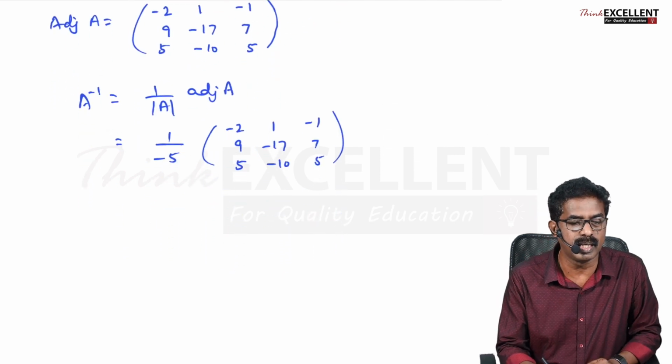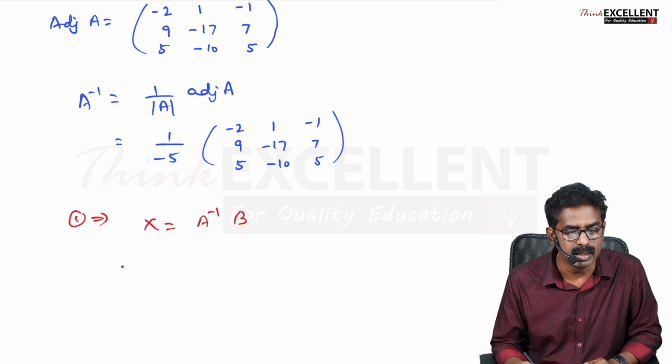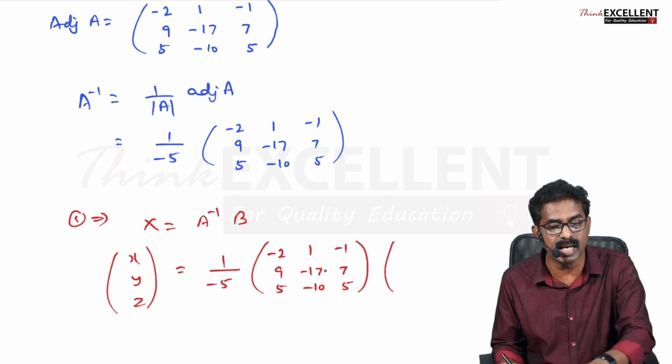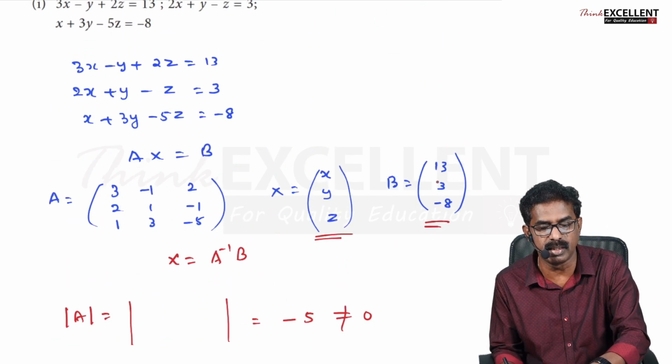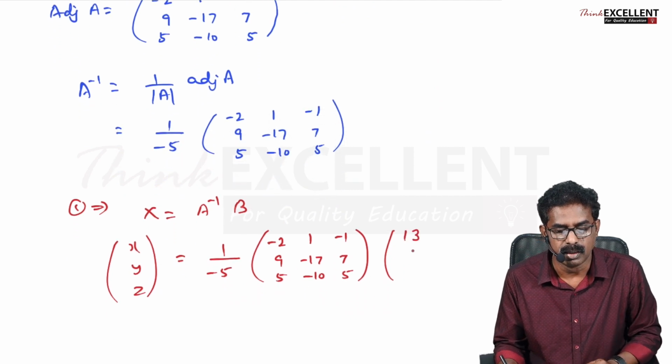So now you know A inverse, we want to find X, right? So substitute in the first equation, X equal to A inverse into B. X means X, Y, Z. A inverse, you got it now. 1 by minus 5 into minus 2, 1, minus 1, 9, minus 17, 7, 5, minus 10, 5, into B. B is the right side value. So first it is written, right? 13, 3, minus 8.